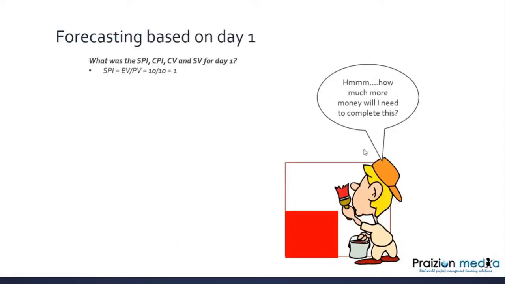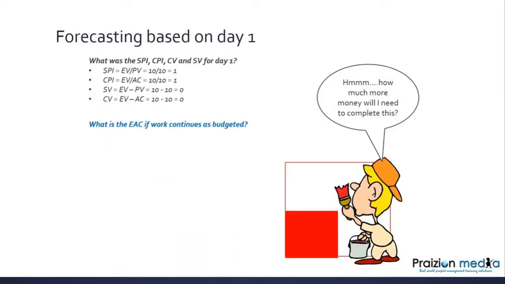So what were the CPI, SPI, CV, and SV? You know, it was zeros and ones, those of you who've been here following. Now this is where it gets a little bit different. The question is, what is the EAC if work continues as budgeted? Do you guys know the answer to this? If EAC is based on work continuing as budgeted, what do we end up with?